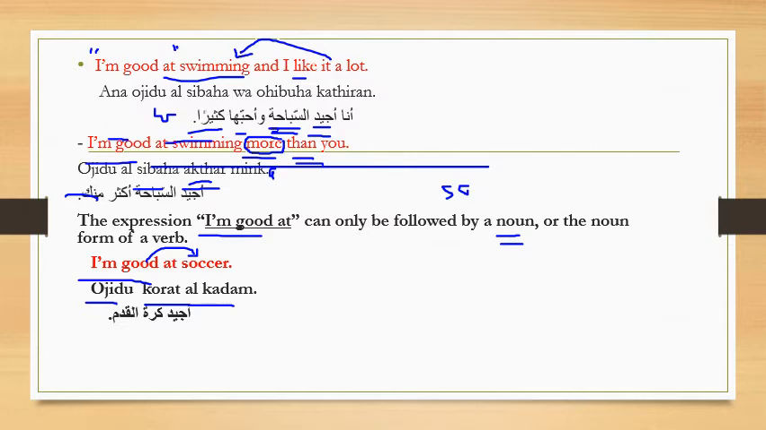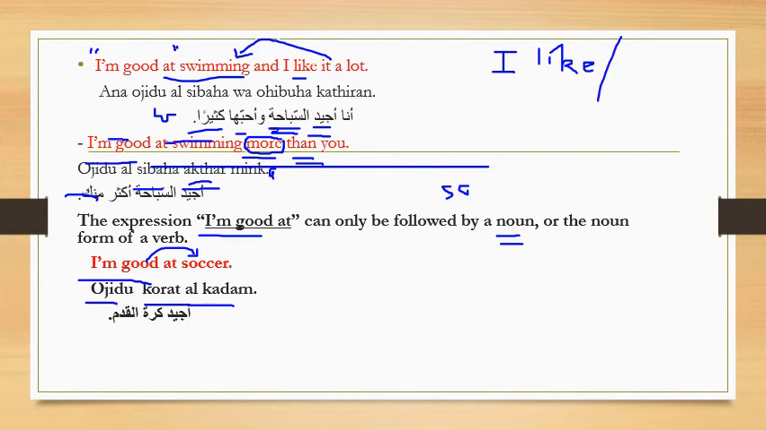So the first way to talk about our hobby is starting with I am good at, which is followed by a noun or the noun form of a verb. When we study the words in the previous slide, plus know what we mean by I am good at, we'll be able to express our hobby. We can also say, to express your hobby, I like or I love soccer.